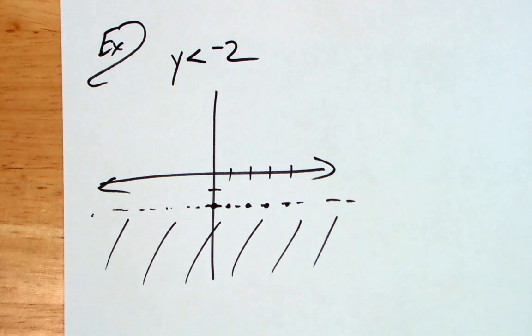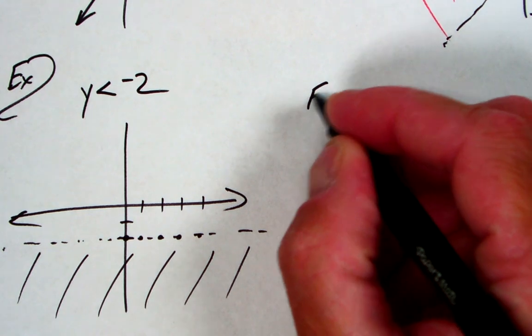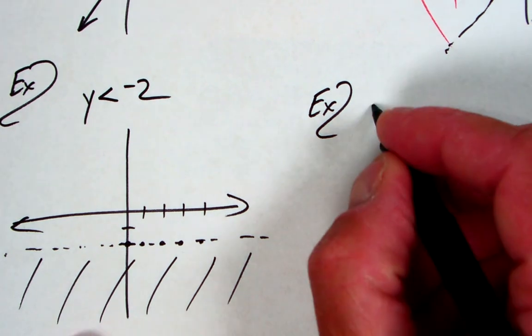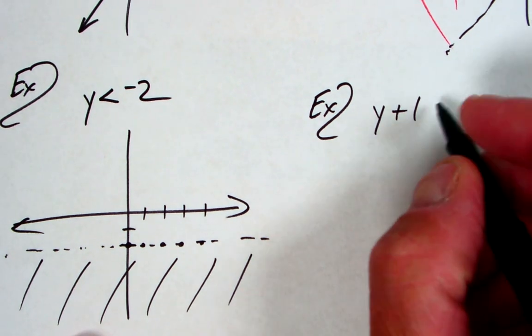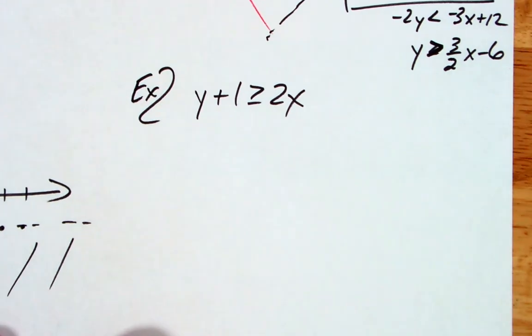Here we go. Let's do one more, and then we're going to call it quits for the day. Well, on graphing this, and then I've got to do just a couple problems. Okay, let's go like this. Y plus 1 is greater than or equal to 2x. This will be another check to see how you're doing. Do that one. This is also a check for tomorrow's little quick quiz.